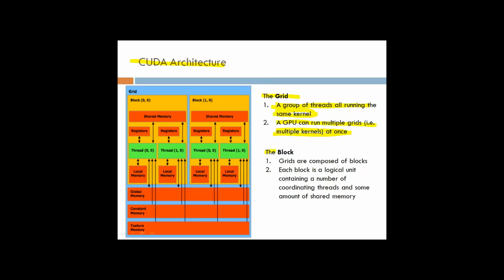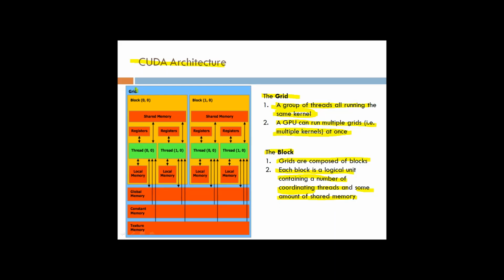Now the next category is the blocks. Grids are composed of blocks, and each block is a logical unit containing a number of coordinating threads. That is the important point: coordinating. Threads can coordinate with each other within a block, and they have some amount of shared memory. The threads within the block coordinate with each other through this shared memory.